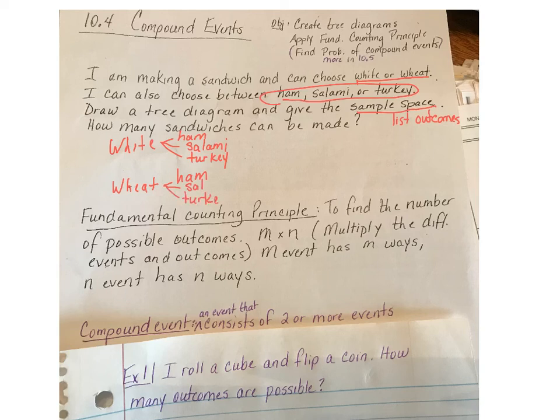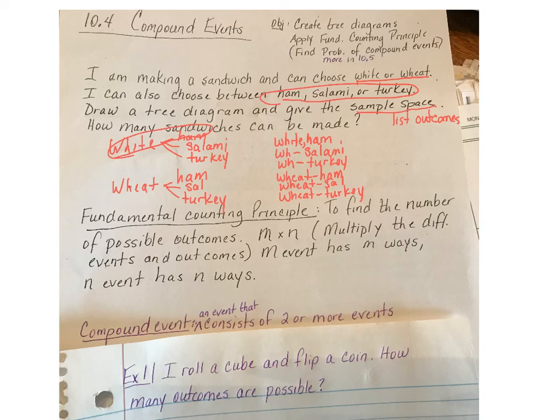This is what we call a tree diagram. It lists the outcomes that I can have. So the sample space, I'm going to write these out and abbreviate it. White, ham, there's one outcome. I could do white with salami, and white with turkey. I could also do wheat with ham, wheat with salami, and wheat with turkey. Okay, this is my sample space.